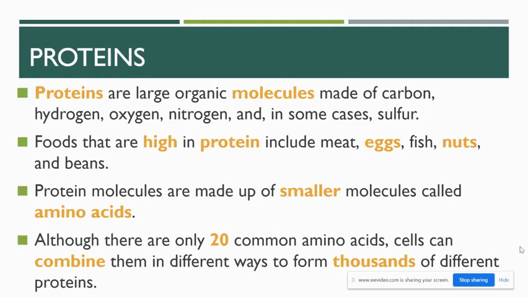So protein molecules are made up of smaller molecules called amino acids, and there are only 20 common amino acids, but cells use these and they combine them in different ways to form thousands of different proteins. And then those proteins have specific functions and directions for how they're used and what they need to do.